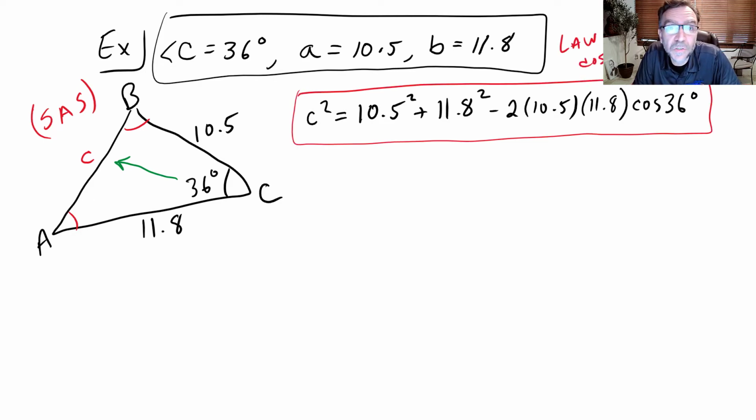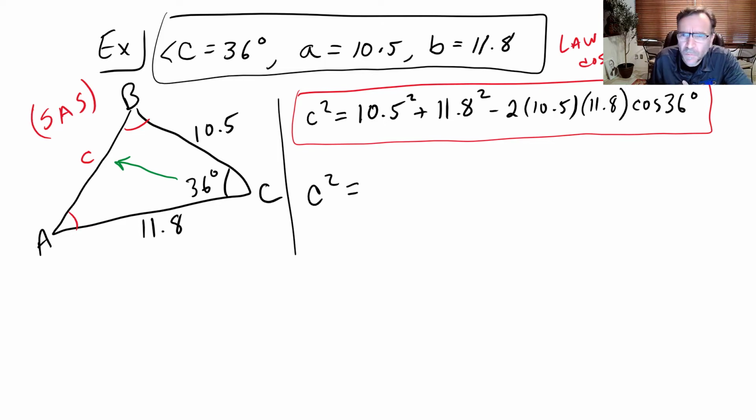Okay, so now from here we just do it on a calculator, right? We do this calculation. So we have c squared equals 10.5 squared.